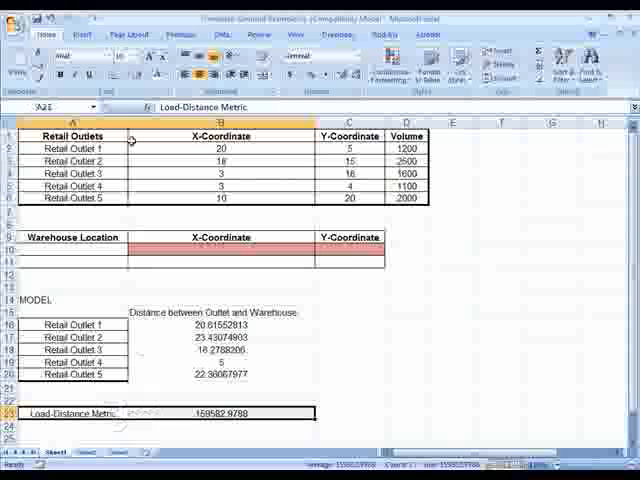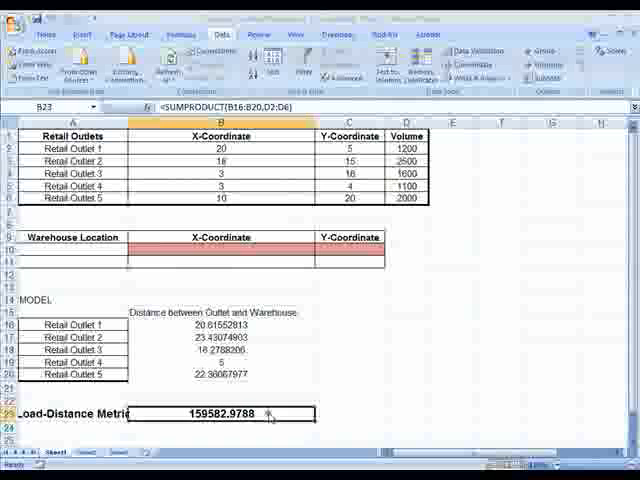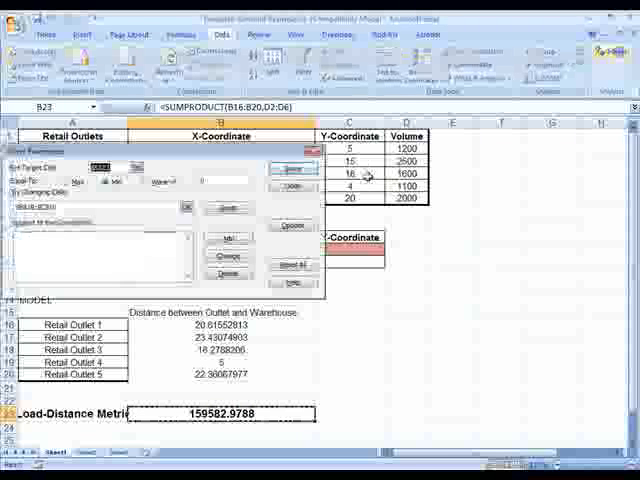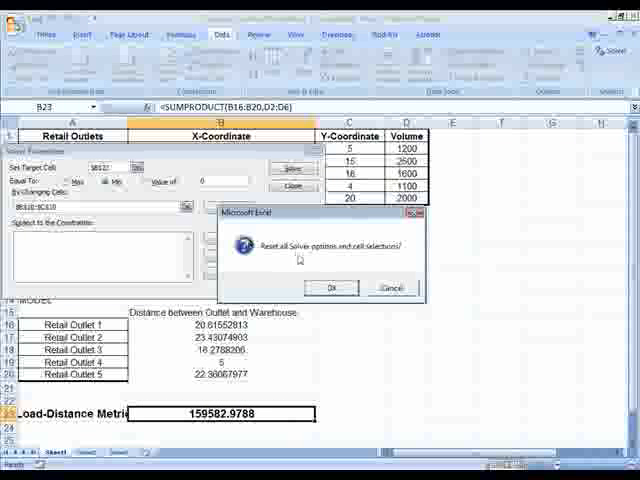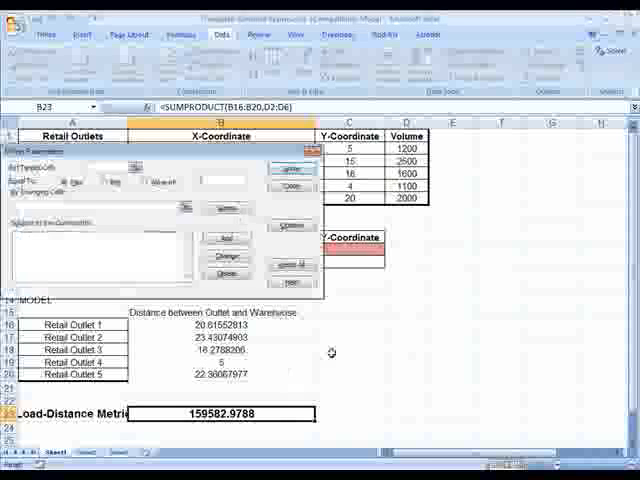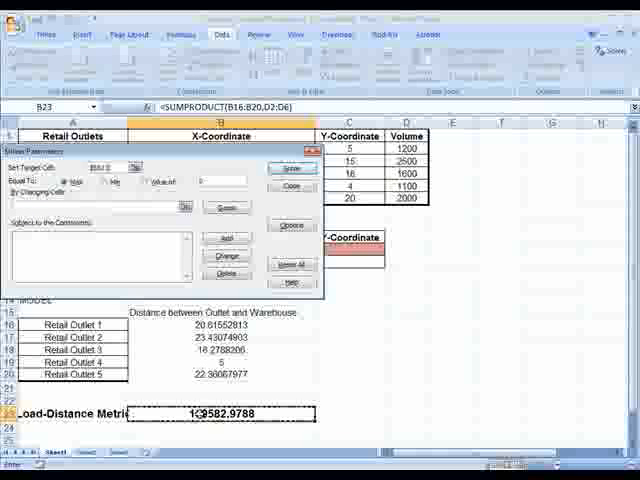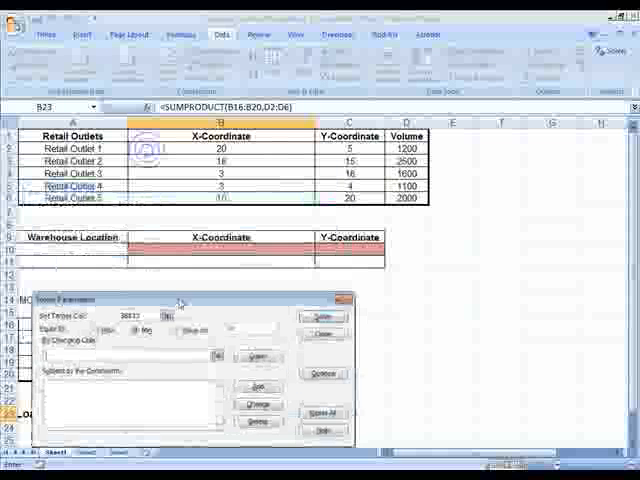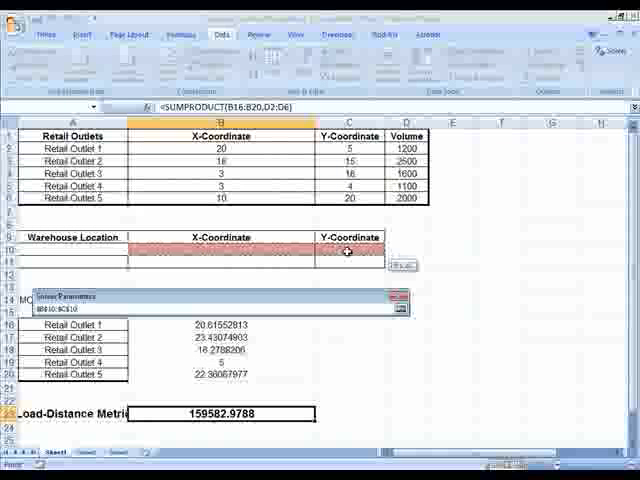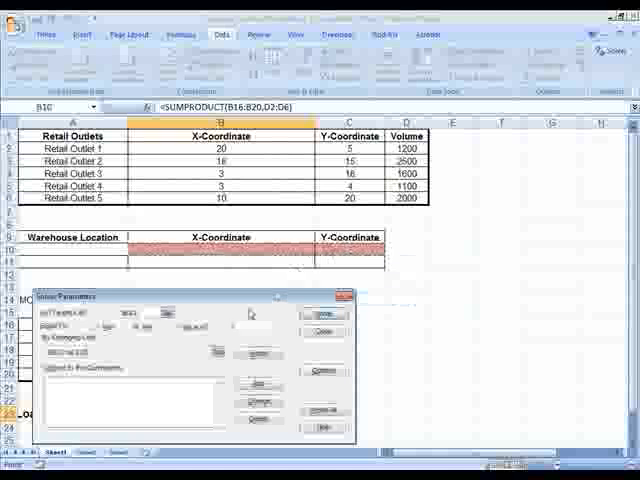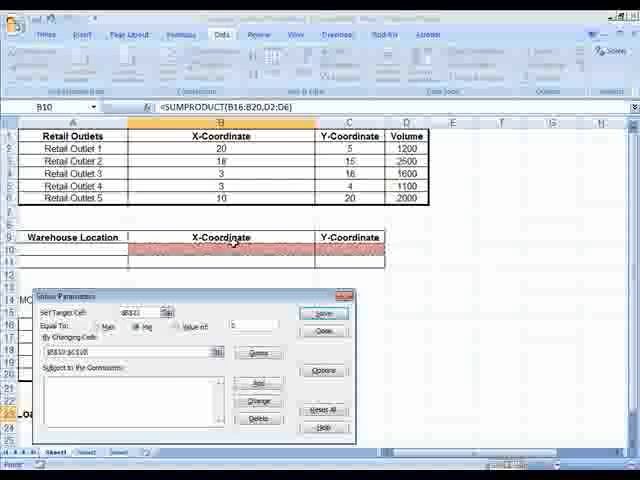All right, so let's do that then. So let's get Solver to help us with this. And I'm just going to reset everything in Solver. So this is the target cell that I'm trying to minimize. That's the load distance metric. The cells which Solver is going to recommend values for are the X and Y coordinates for the warehouse location.